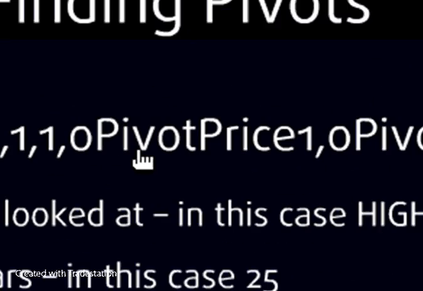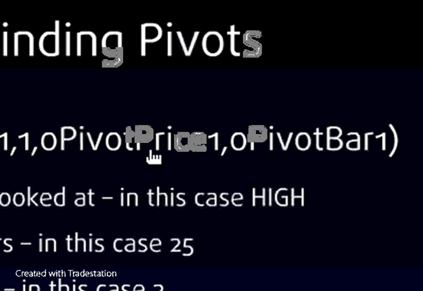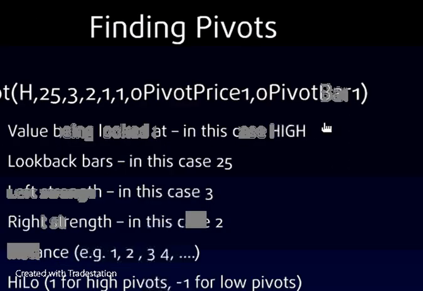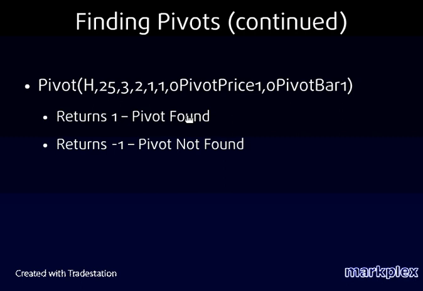And then finally we've got these two strange creatures here, the O pivot price and the O pivot bar, and these are actually the results. These are the information that the function returns. This first one is the price of the pivot, and the next one is the number of bars ago that the pivot occurred, and this will make more sense when we look at it on an actual chart. The other thing about this function is it will return a value. So it returns 1 when a pivot is found, and it will return -1 if a pivot is not found.